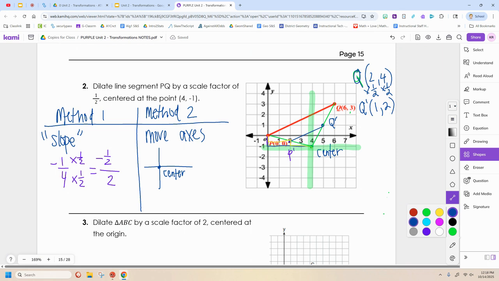Do you guys have a preference what you want to do? Do you want to move the center like we did for rotation, or do you like the slope idea? I like move center. Move the center? Yeah.